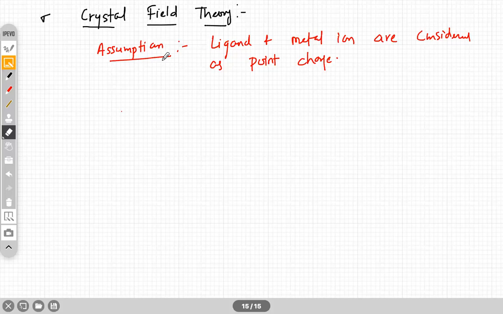So in the entire theory, I'm cutting it short because it takes a lot of time. Just one line after this you add: because of the interaction between the ligands and the metal ion, the d orbital experiences uneven repulsion and it splits into two sets of different orbitals having different energy.